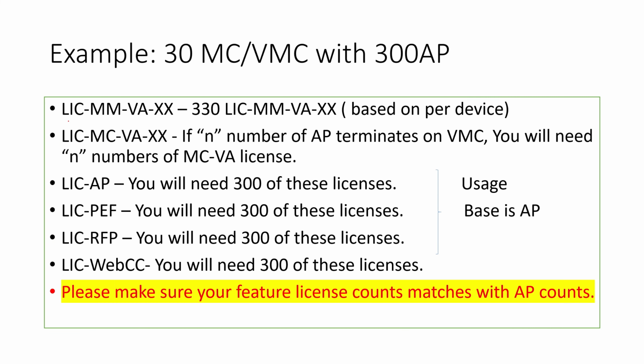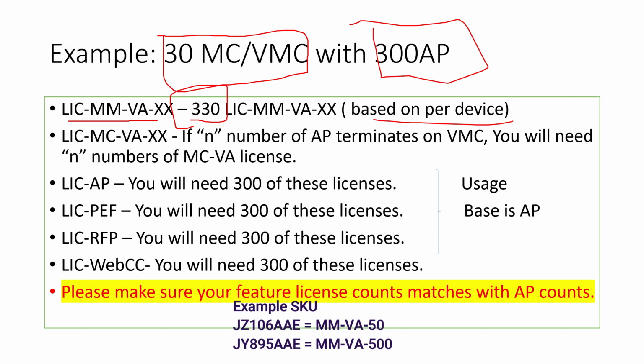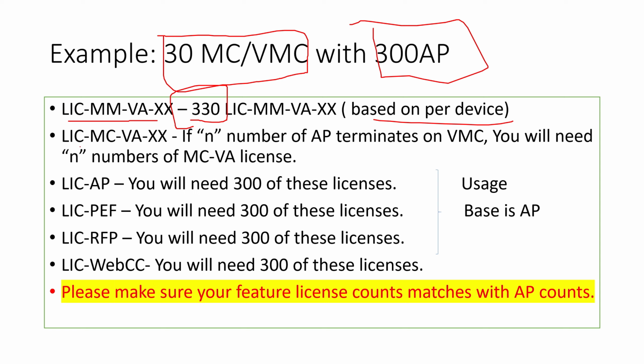Next, the license model. So LIC-MC-VA. This is an example. You have 30 MC or VMC and approximately 300 APs. How many licenses do you need? Well, you would need 330 of them, because it's based on per device. Any number of devices you have in your mobility deployment, be it your APs, your MCs, your virtual MCs, you would need one license per device. They usually come in like 500,000 in that SKU. Again, LIC-XS-MC-VA: the XS is the country code. So for US, it'll be US here.